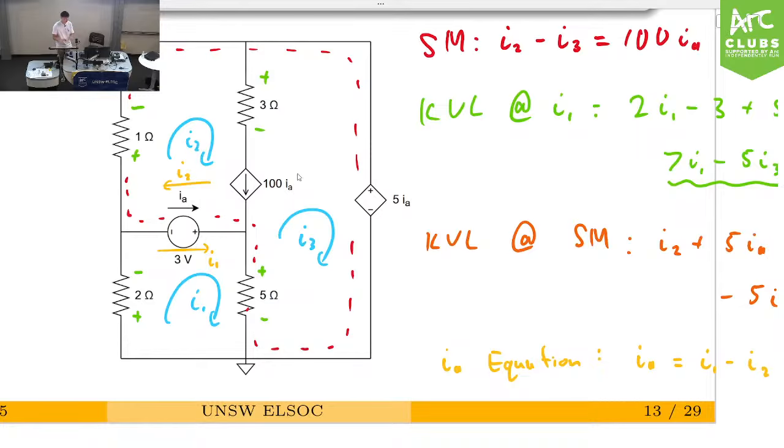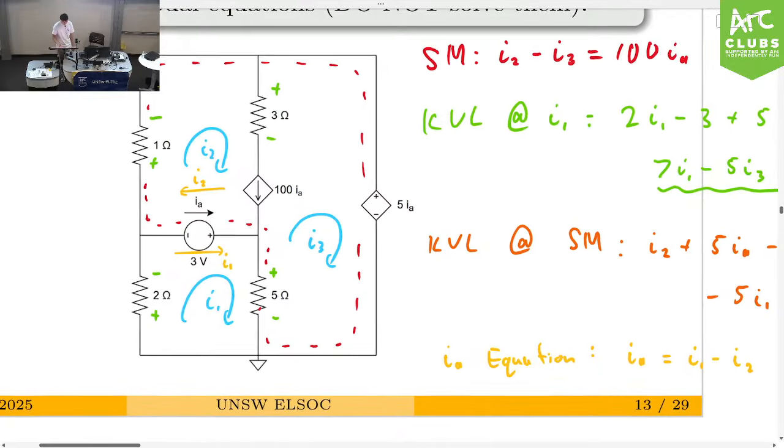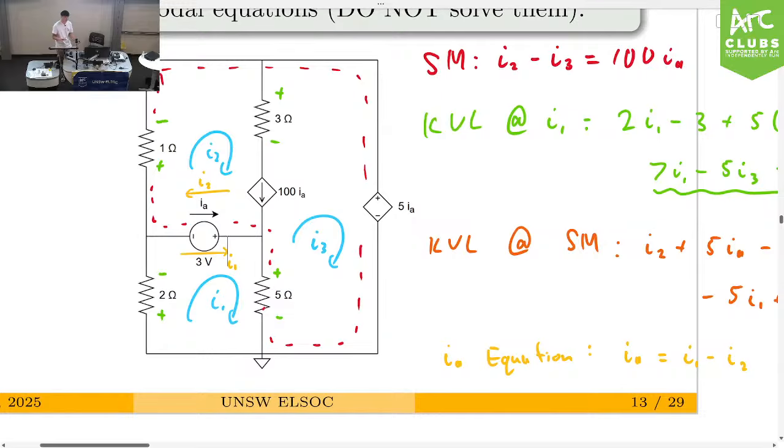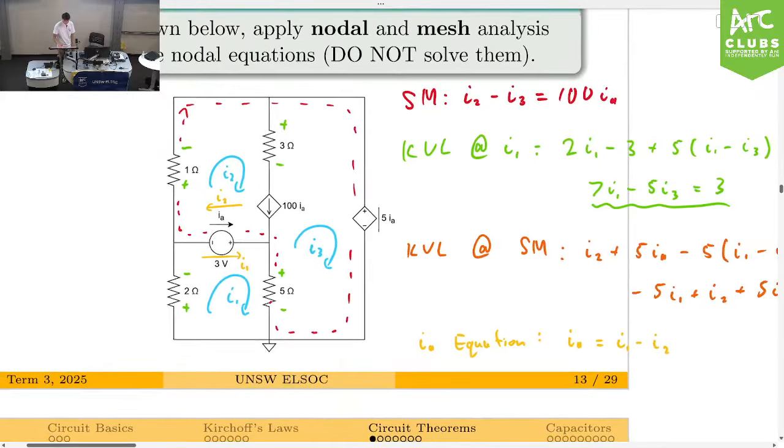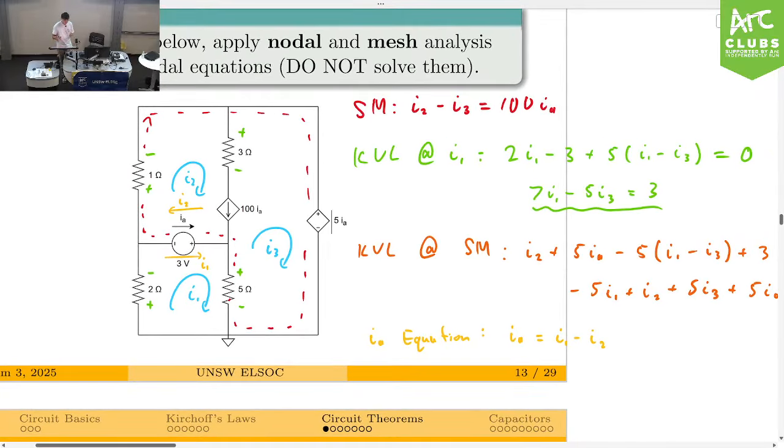So in this case, we can't avoid either super mesh or super node. Sometimes you might get, let's say this current source was not there. So in this case, if you do mesh analysis, there's no super mesh, okay? So it'll actually be easier to do mesh analysis. But what you mainly want to look for to see which one's easier is how many equations you would end up with.